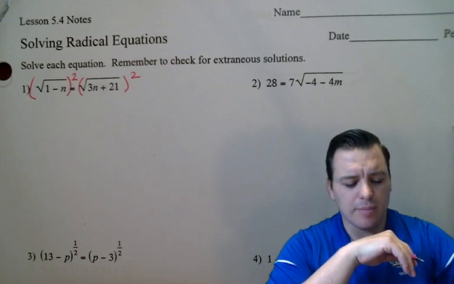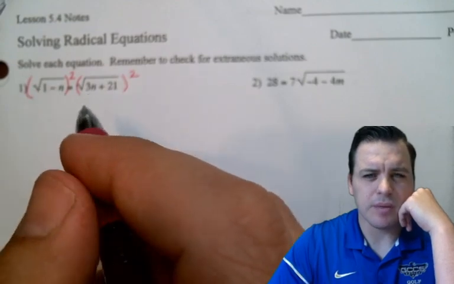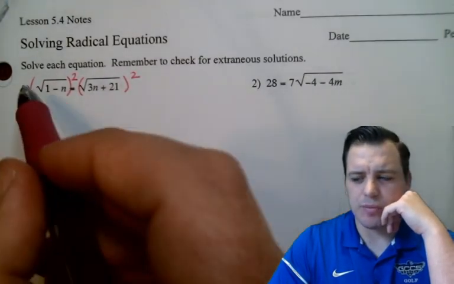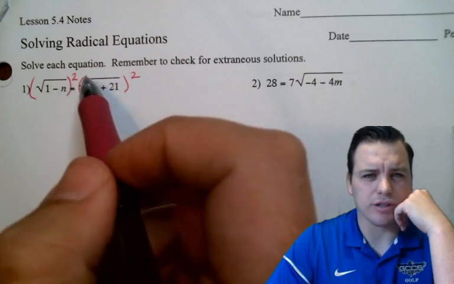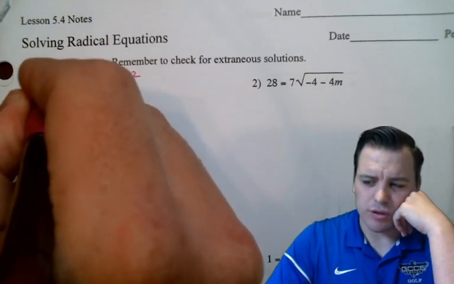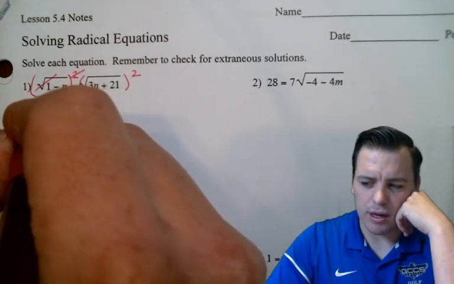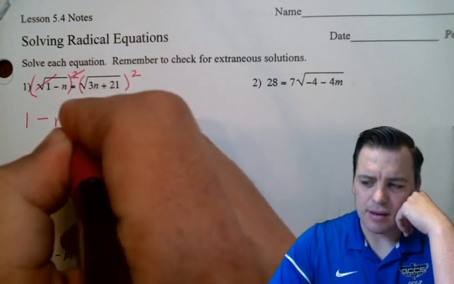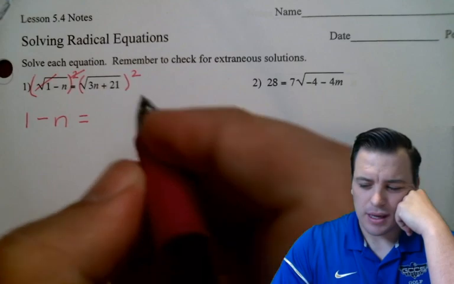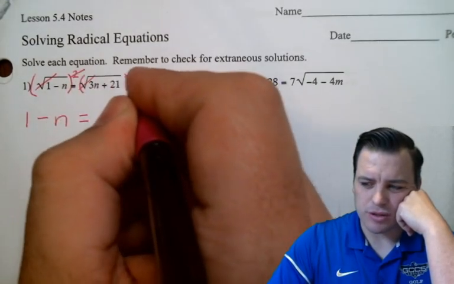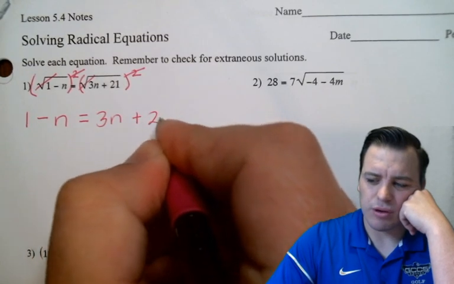Now I do that because my goal is to isolate the variable, n. In order to do that, the first step would be to get the square roots off. To do that, I have to do the inverse of square rooting, which is to square. So the square root and the square cancel, leaving me 1 minus n is equal to, and then same thing here, the square root and the square cancel, leaving me 3n plus 21.